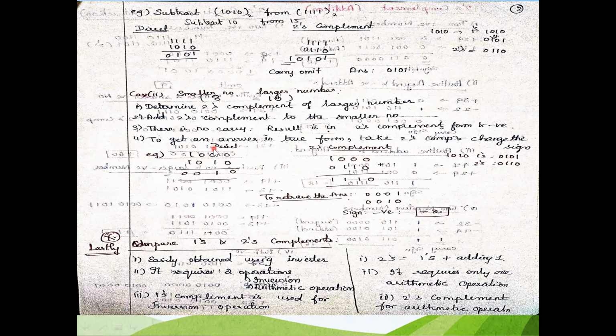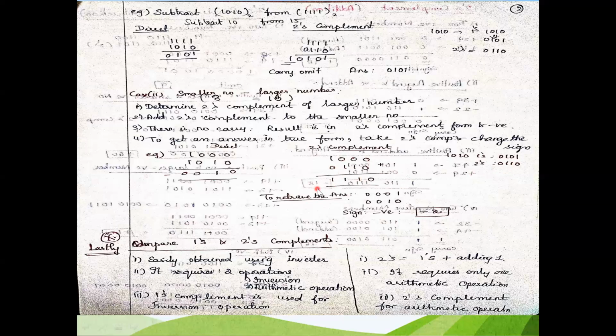Direct subtraction you can do only in decimal notation, whereas in the case of 2's complement, we want to subtract 10 from 8, that is 8 minus 10. Here we have the value of 8 on top, 1000. For 10, which is 1010, I want to take the 2's complement. The 1's complement is 0101, and the 2's complement is 0110. So I have placed the 0110 here and I am adding.